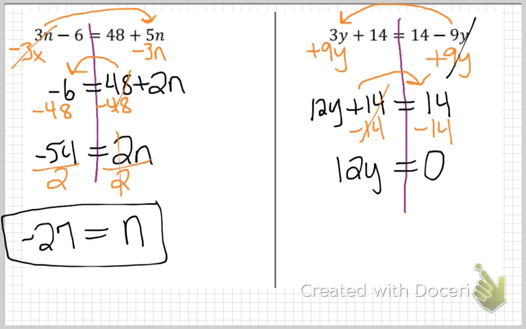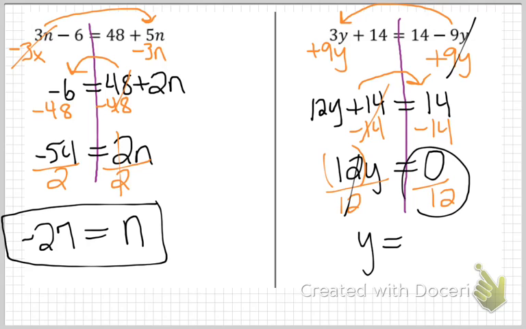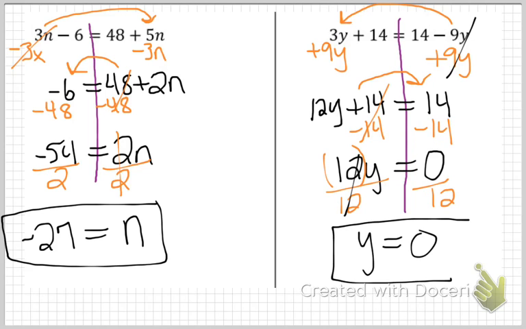Finally, we got to get rid of the 12 because we want to isolate the y completely. So the 12 is multiplying. That means you got to get rid of it by dividing, doing the inverse. This reduces, so y is 0 divided by 12. It's just 0. And that's going to happen. We can get 0 as an answer.